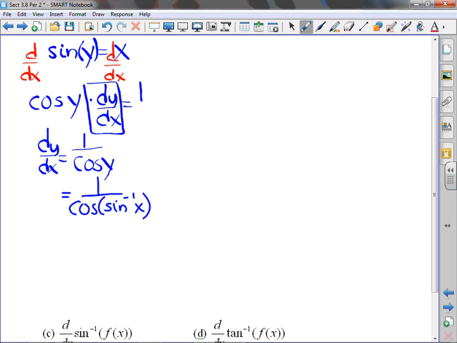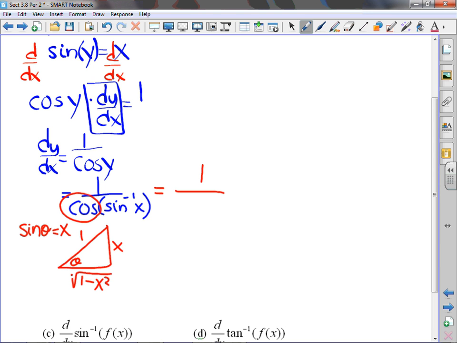So I'm going to draw the picture, right? So this means that the sine of my angle is equal to x. So I'll draw my little triangle. Here's my angle. The sine's equal to x. So this is x. This is 1. This is the square root of 1 minus x squared. Now I'm going to take the cosine of this angle. Cosine is the square root of 1 minus x squared over 1. And the cosine's in the numerator or denominator? Denominator. So this is 1 over the square root of 1 minus x squared.